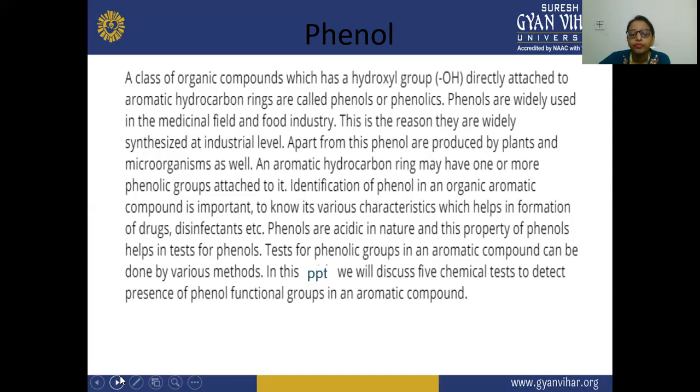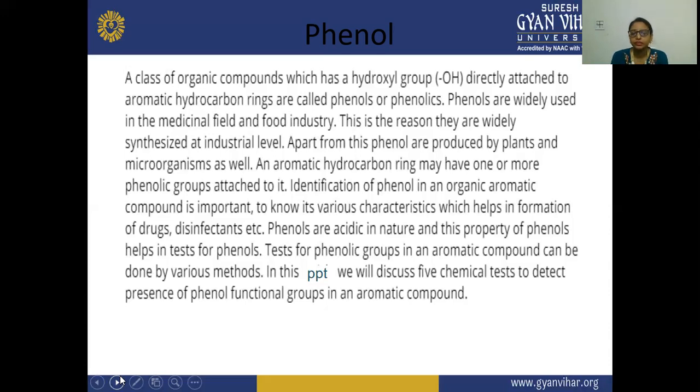In this PPT, we will discuss 5 chemical tests to detect the presence of the phenol functional group in an aromatic compound. So we are going to study 5 qualitative tests, or you can say identification tests, so that we can identify phenol in our labs or on an industrial basis when we are synthesizing it. Again, I am telling you once more that a phenol has an aromatic hydrocarbon ring with an OH group attached to it.